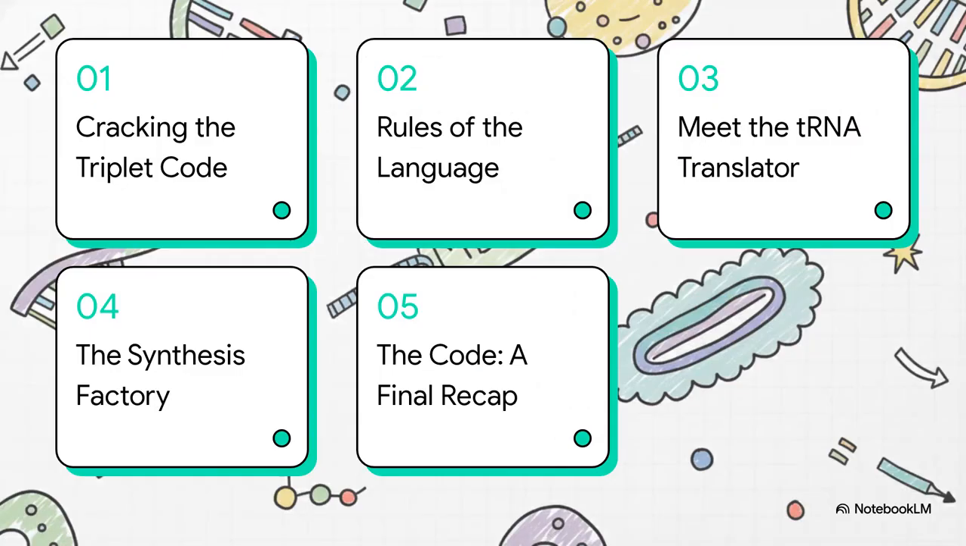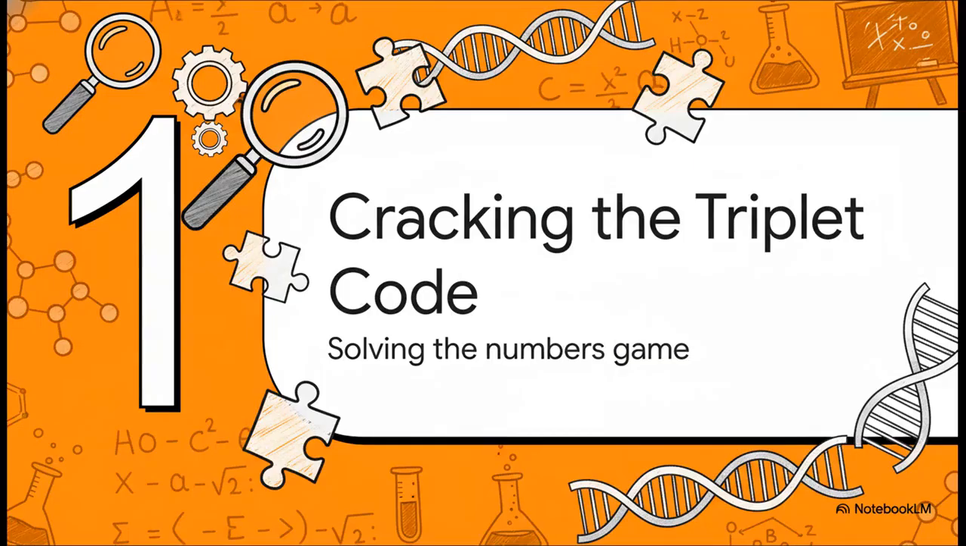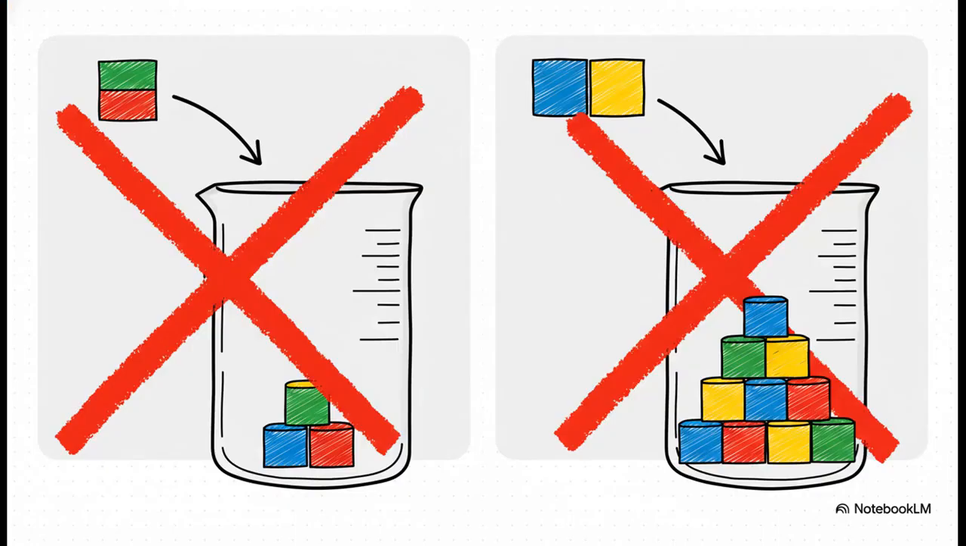So here's how we're going to break it all down. We'll start with how scientists cracked that triplet code, then we'll get into the rules of this genetic language, we'll meet the special translator molecule, visit the protein factory itself, and then wrap it all up with a final recap. You know, back in the mid-20th century, scientists were scratching their heads over this exact problem. And they solved it not just with experiments in the lab, but with pure logic and a little bit of math. They started thinking it through.